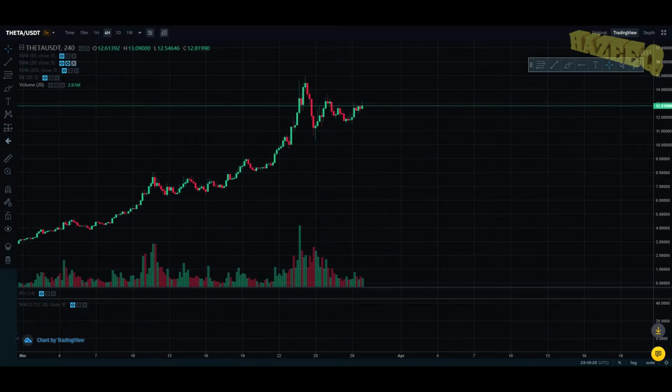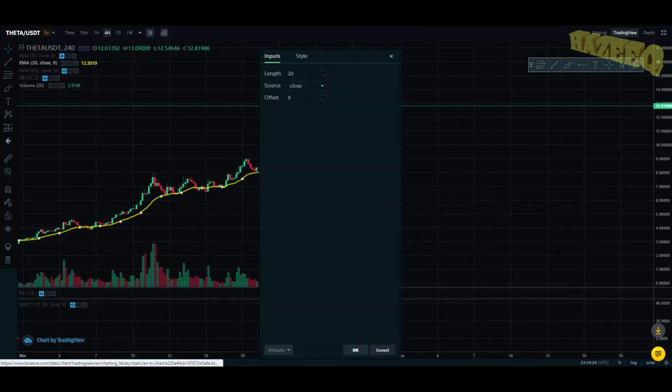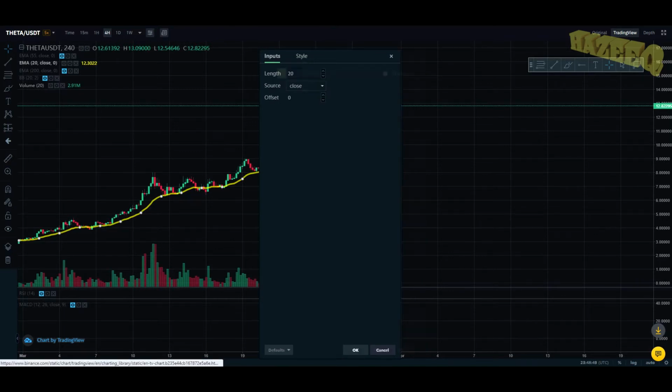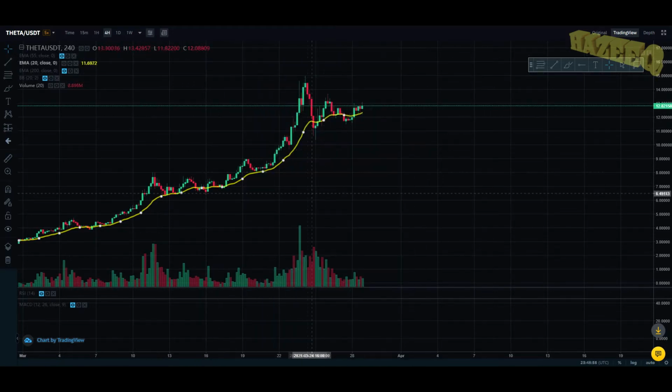So, for example, this first one, there we go. You have this little settings over here, format. You click on that, and on input, in length, you put 20. So this means that we are creating a 20-day exponential moving average. And on style, you can pick any color you like, and you can set all the things that you want to change over here. But they're not really important, the color or whatever. The thickness of it doesn't really matter. What matters is that it's a 20-day moving average.